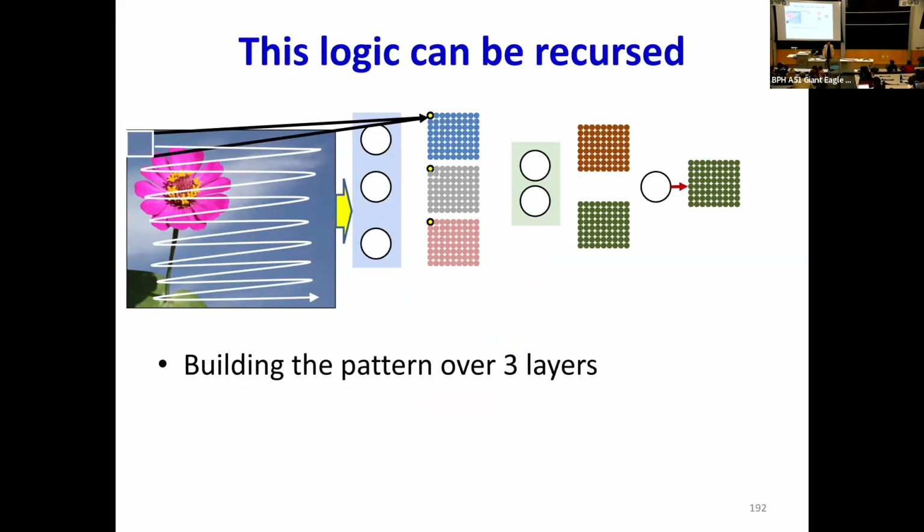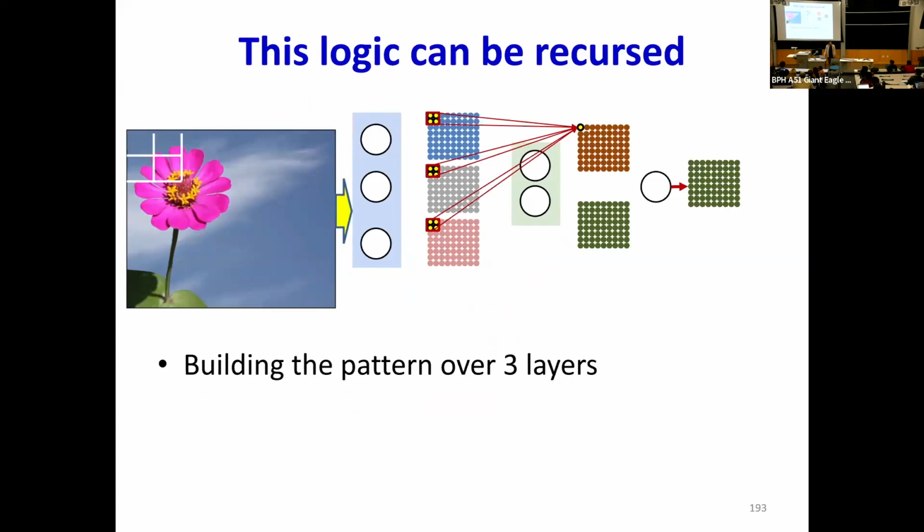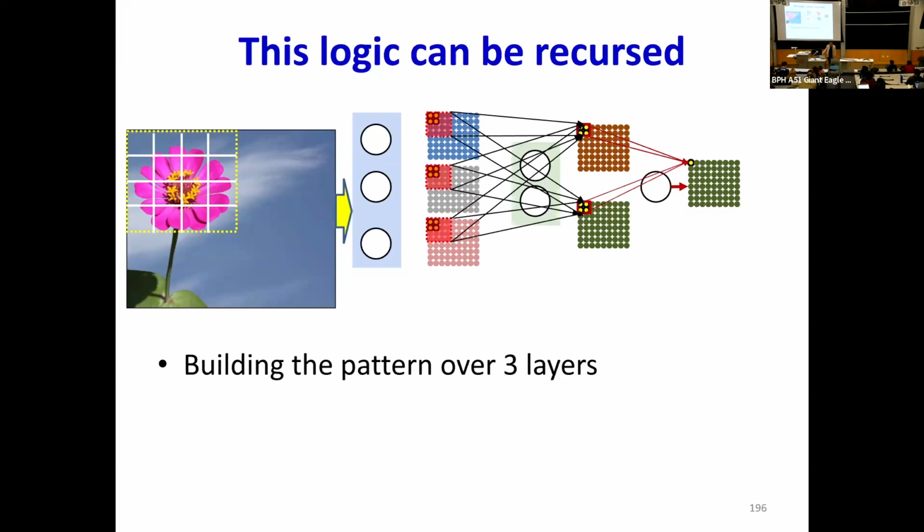Now I can recurse this logic. The first layer neurons can be looking at even smaller regions, scanning the input and creating their maps. The second layer neurons could now be looking at windows of the first layer neurons, and so they're looking at a slightly larger region of the input at each position. The third layer neurons could be looking at windows in the maps of the outputs of the second layer neurons, and in so doing, they're looking at an even larger region of the input.